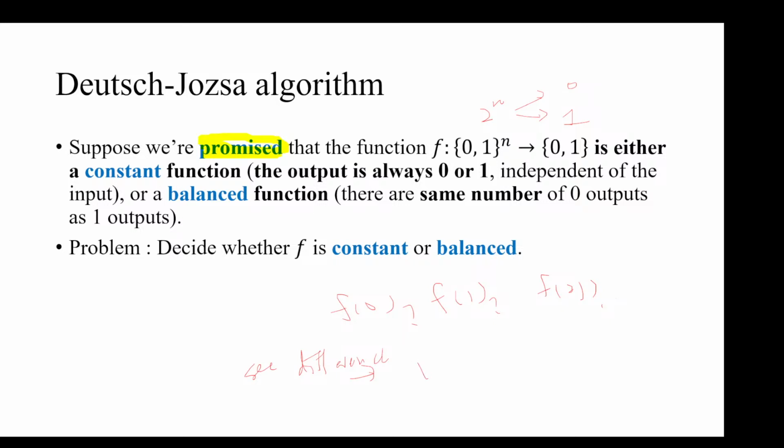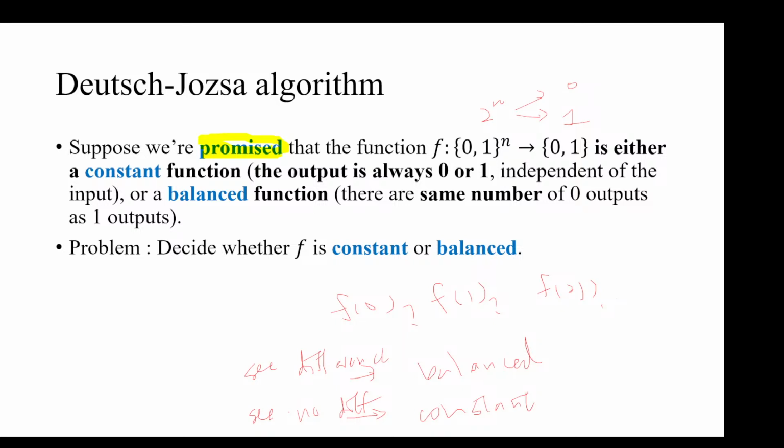Then you say it's a balanced function. Okay, and so if you want to make no error, you see a difference, you say it's a balanced function, and then you see no difference, and you see no difference for a really long time, you say it's a constant function.